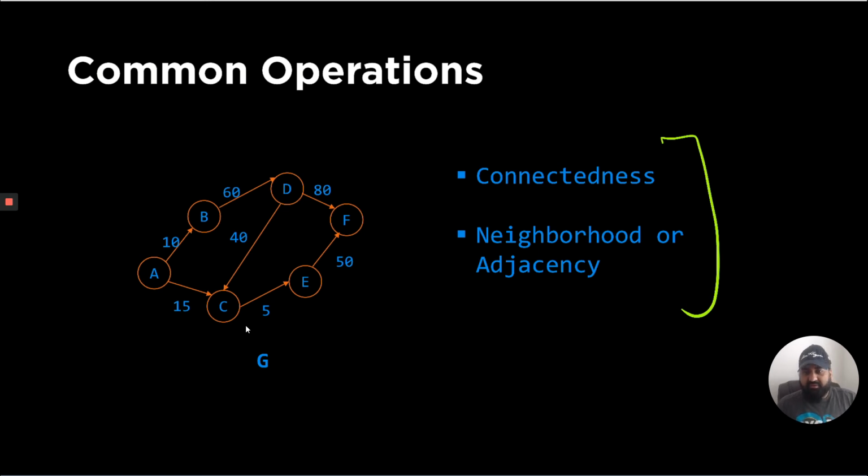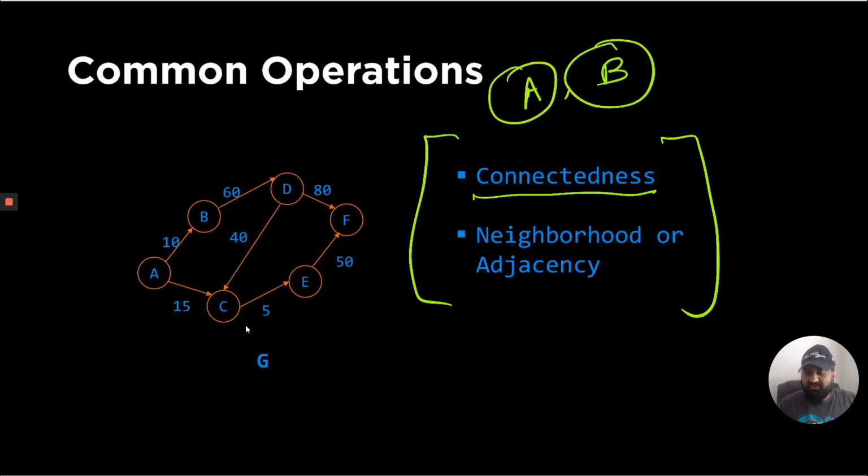So for the three types of implementations in C++, or generically, we are going to discuss those implementations by talking about how these common operations behave in them. The first one is connectedness. What I mean by connectedness is, let's say we have two nodes, A and B, and we ask this question whether A is connected to B or not. Or if we have another two nodes, A and F, are they connected or not?